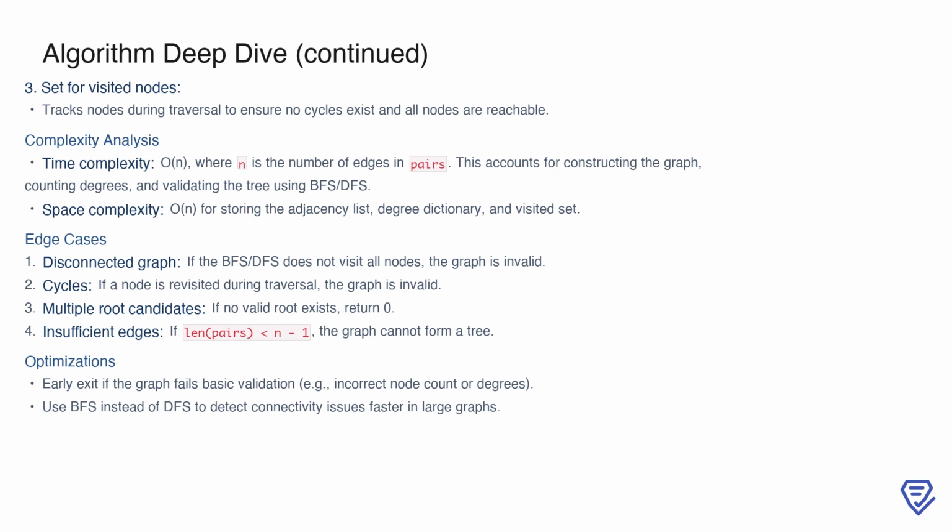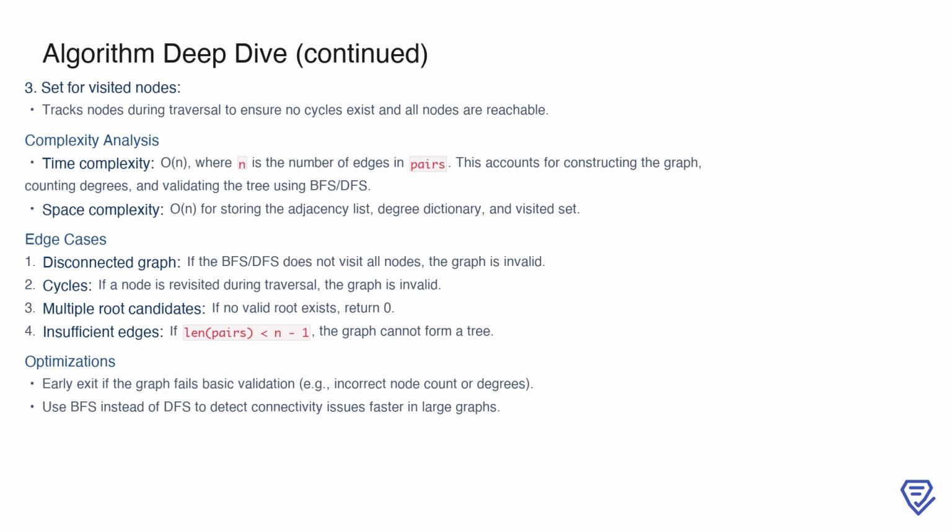Several edge cases need to be considered to ensure robustness. For example, a disconnected graph, cycles during traversal, or the absence of valid root candidates immediately invalidate the tree. Similarly, if the number of edges is insufficient, the graph cannot form a tree. Optimizations such as early exits during validation can improve efficiency, particularly when the graph fails basic checks like the node or degree count. Using BFS instead of DFS can also be advantageous for detecting connectivity issues in large graphs more quickly.